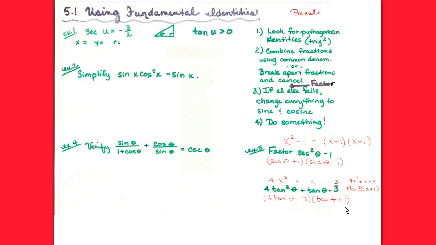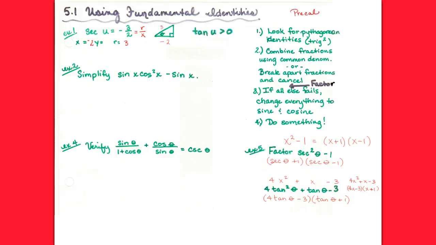Something else that we've done before is something similar to example number 1. In example number 1, they tell me that secant is equal to negative 3/2, and tangent is greater than 0, and they asked me to find all 6 trig functions. All right, so let's start with what we know. Definition of secant is r over x. Can r be negative? Yes, no? No. So if r is 3, then the x has to be the negative 1.